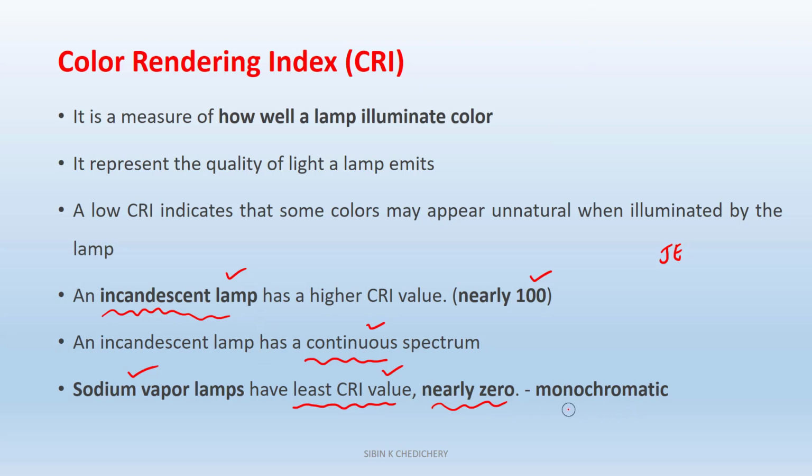Another question is: the lamp with nearly monochromatic light is. That is also the sodium vapor lamp. The reason for this lowest CRI value is monochromaticity. The wavelength spectrum of the sodium vapor lamp is monochromatic. That is why the CRI value of the sodium vapor lamp is 0. Okay, let's see its frequency spectrum.